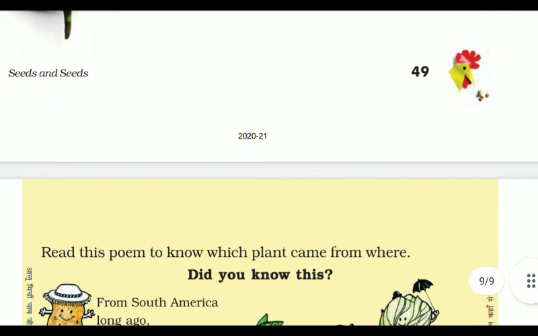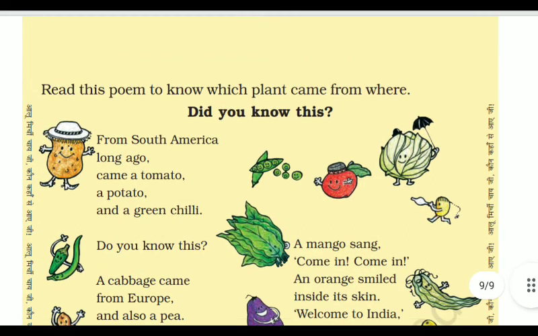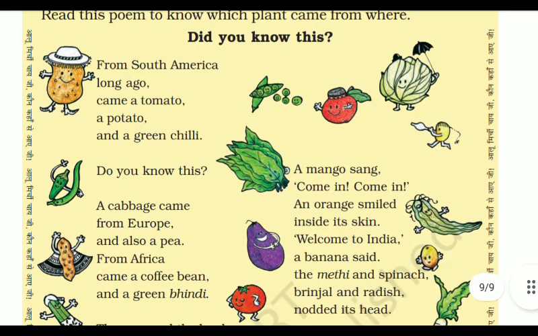So such type of plants are called exotic plants, which are not available in our country from the starting, which are made available here because they are brought from somewhere else. Such type of plants are called exotic plants. So read this poem to know which plant came from where. In order to get a rough idea about exotic plants, one poem is given here.